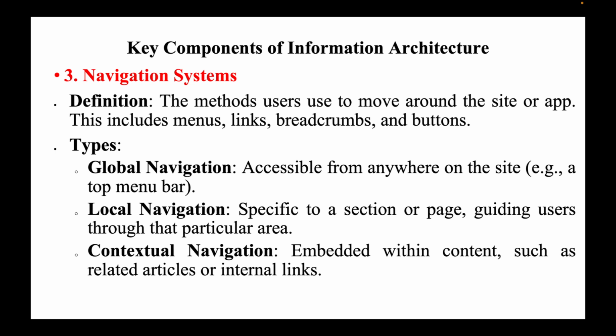Three, navigation systems. The methods users use to move around the site or app. This includes menus, links, breadcrumbs, and buttons. Types of navigation systems. One, global navigation, accessible from anywhere on the site. Example, a top menu bar.